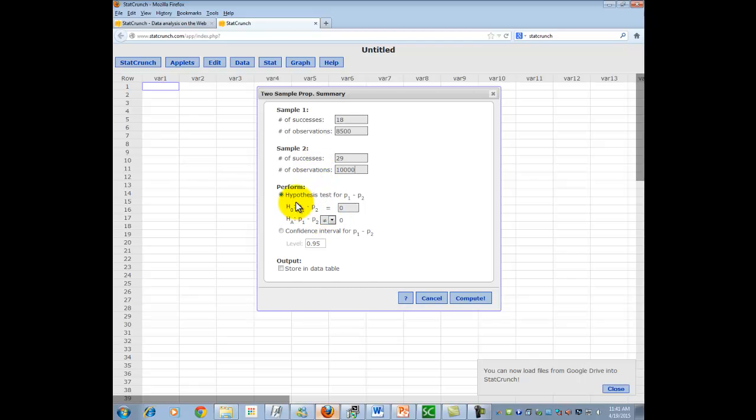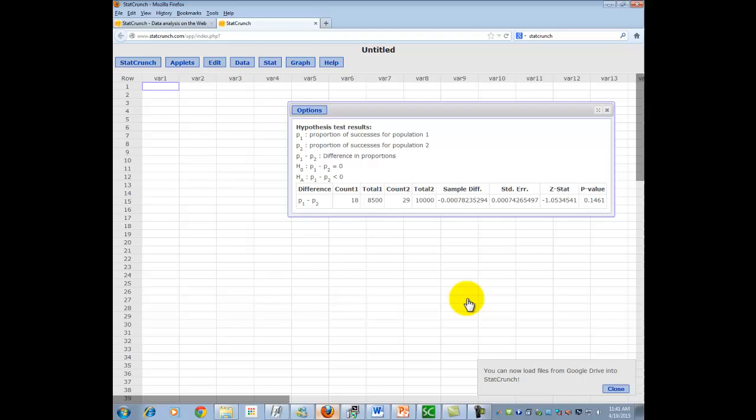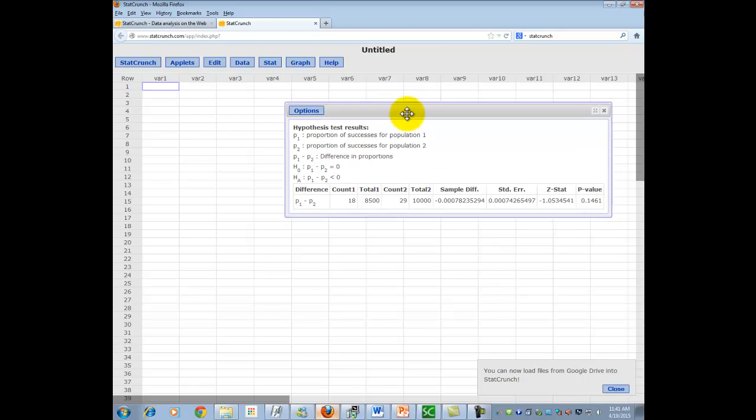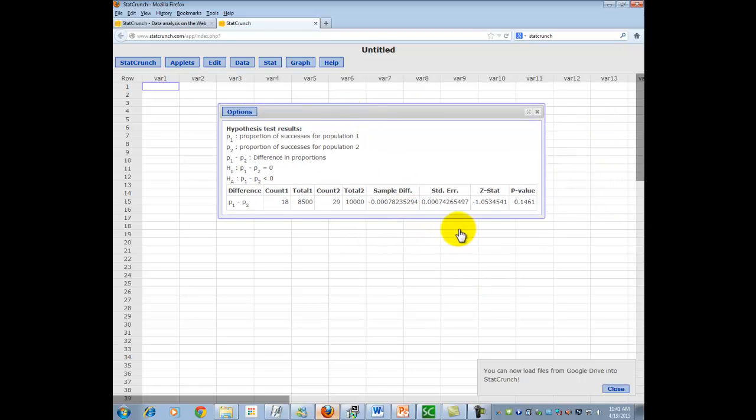The next thing I need to tell it is what our hypothesis statements look like. StatCrunch takes a slightly different approach in writing their hypothesis statements, but it is in fact the same thing. We will use the less than here, because in ours we have less than. Double check your entries that you chose the right alternative, ours was less than, and hit compute. And you can see our solution.